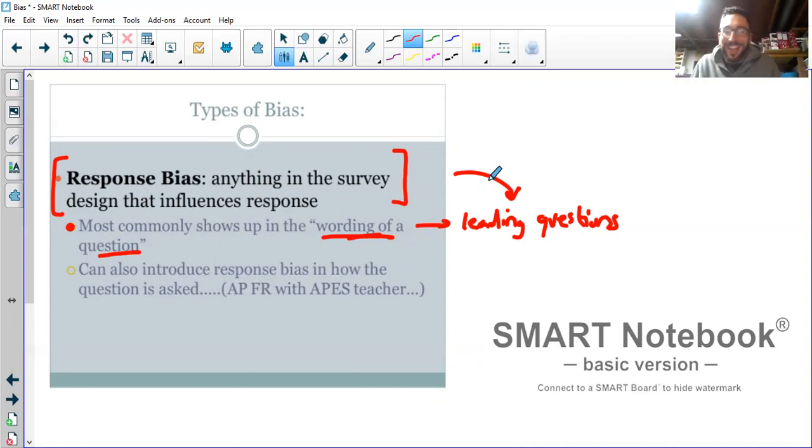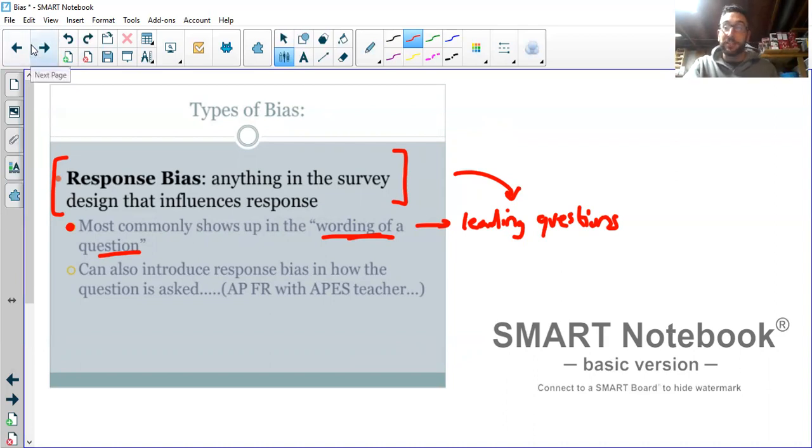So the design, the setup, right, on my end is influencing your response. You're feeling pressured to say I'm an effective teacher because you're a nice person, I think. So it's not just the wording of the question, but anything in that design. So those are our 4 types of bias, along with a general definition, some general ideas about bias.